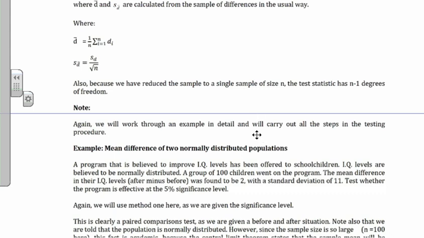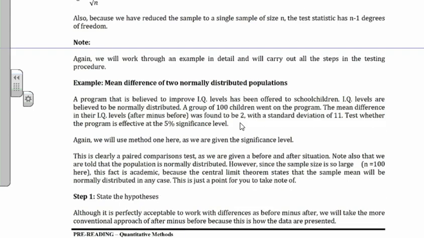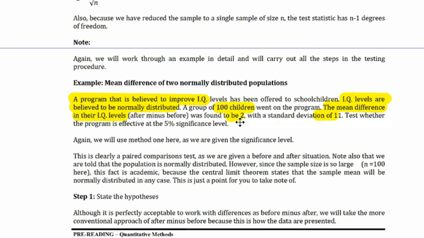I'm just going to read the example together with you to give you a sense of what type of question you can expect and how it differs from what we saw previously. A program that is believed to improve IQ levels has been offered to school children. IQ levels are believed to be normally distributed, so that's a lovely one. A group of 100 children went on the program, and the mean difference between their IQ levels was found to be 2, standard deviation of 11.